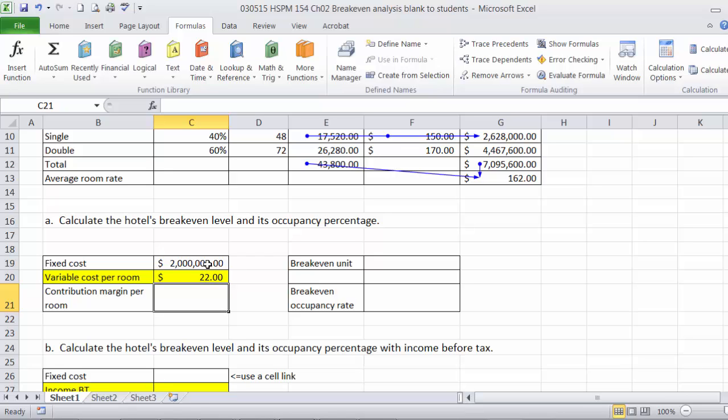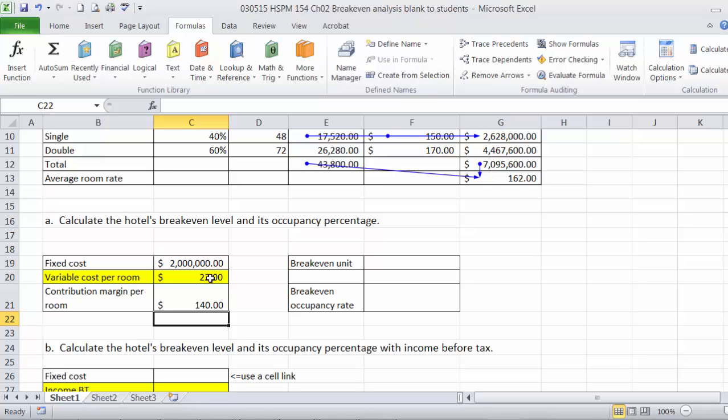What's the contribution per room? Yeah, let me see. Let's see the best way. So we take 162 minus 22. All right. Keep this in mind.